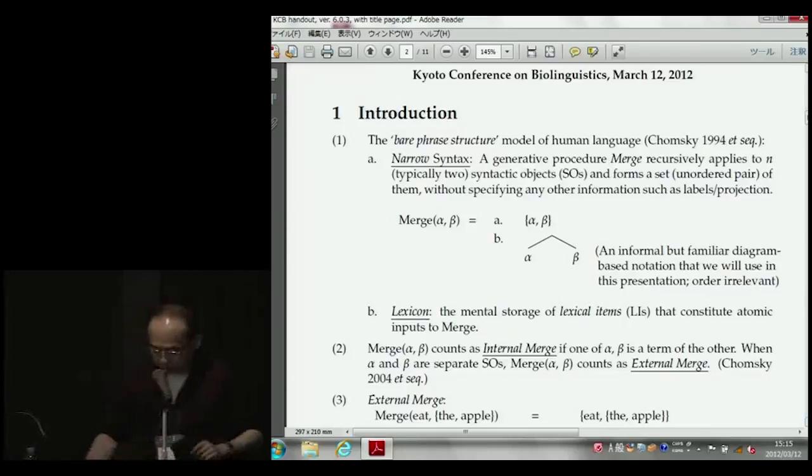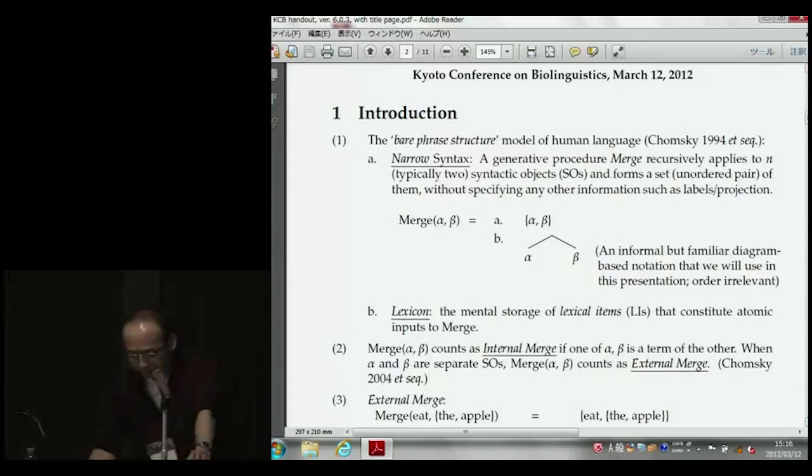The simple and widely assumed bare phrase structure model thus holds that the mechanism of structure generation consists of the following 2 components. One is narrow syntax that executes Merge, and the other is a lexicon, which stores a finite set of lexical items, LIs, that constitute atoms for Merge.